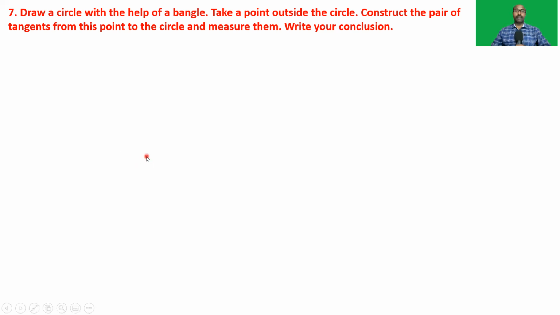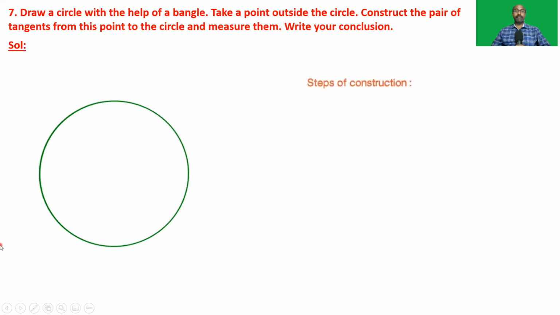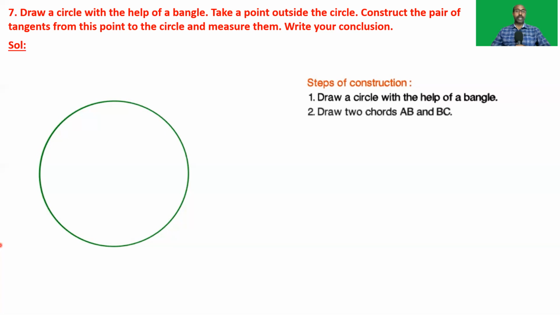Okay. So take a circle and draw a circle with the help of a bangle like this. And after drawing the circle with the help of the bangle, draw two chords AB and BC to this circle. So I am drawing two chords AB and BC.